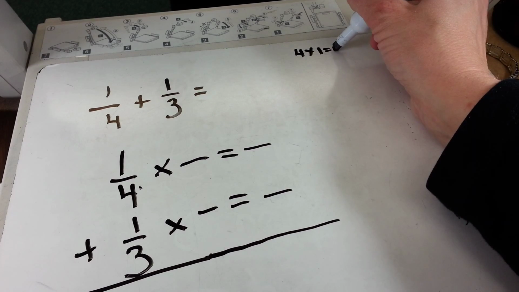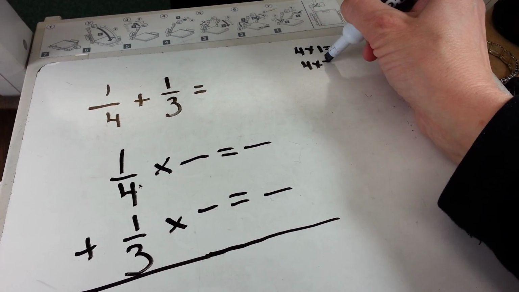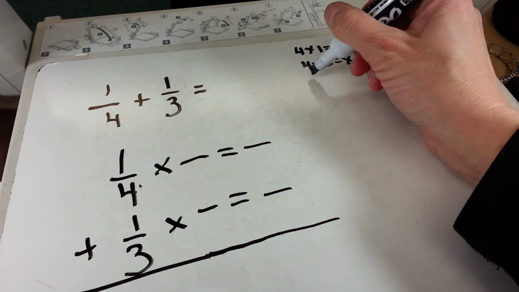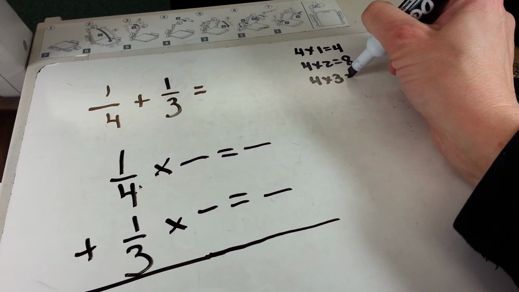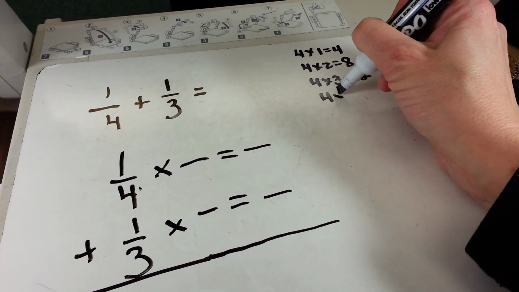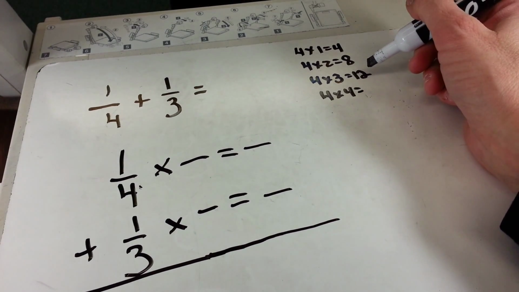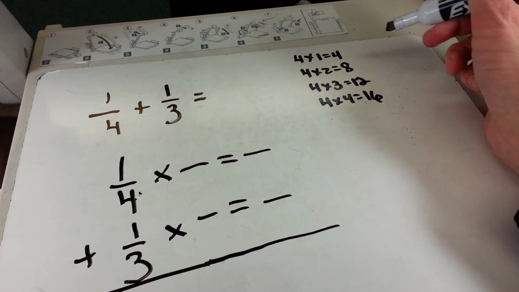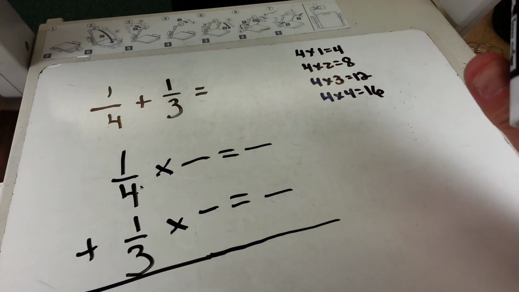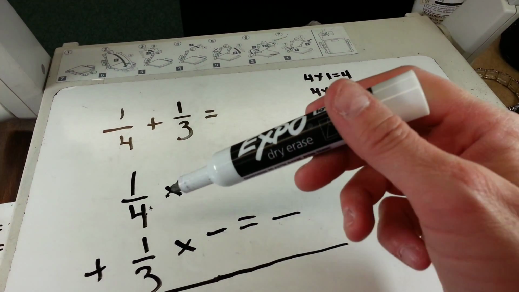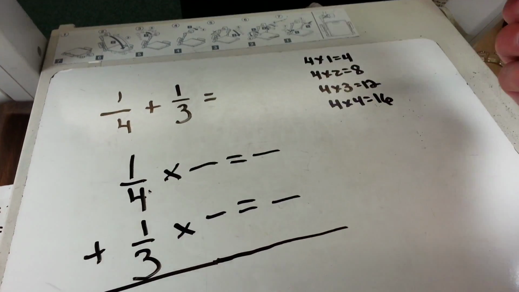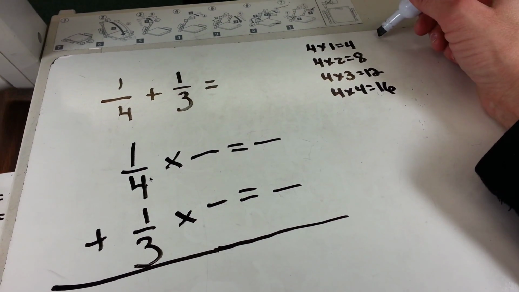4 times 1 equals 4. 4 times 2 equals 8. 4 times 3 equals 12. 4 times 4 equals 16. And we'll stop here for that and see if we can find a common denominator by doing the same thing with the 3's.